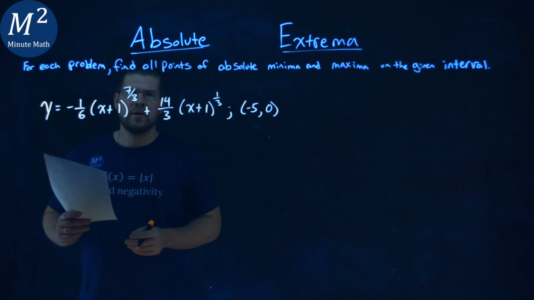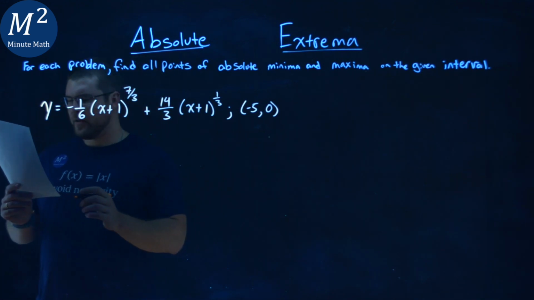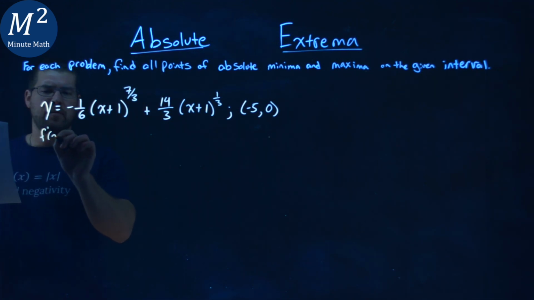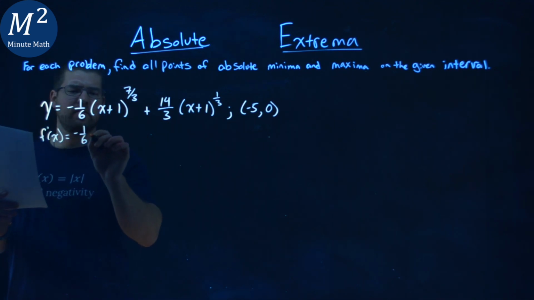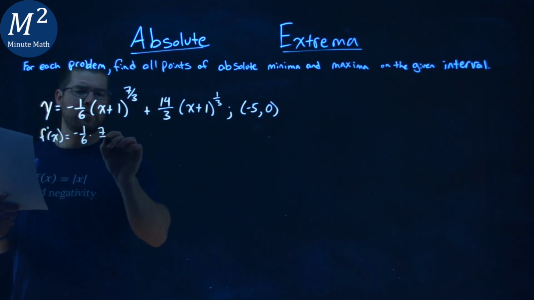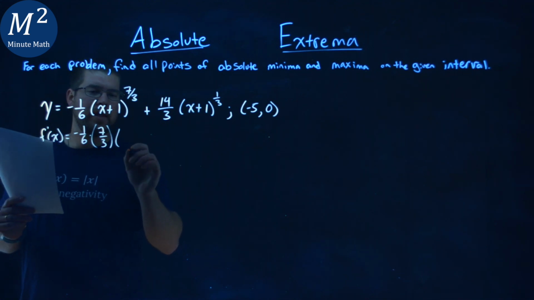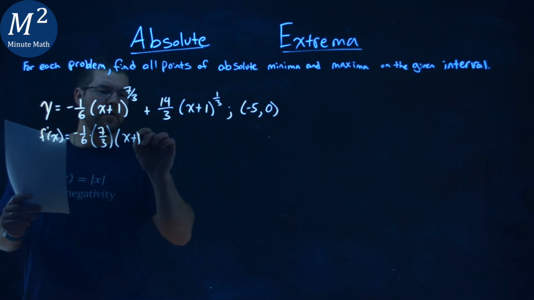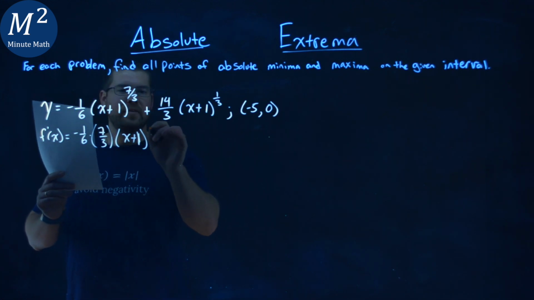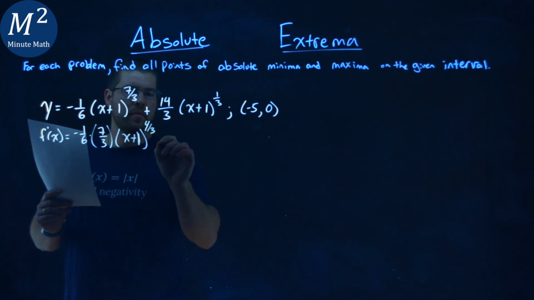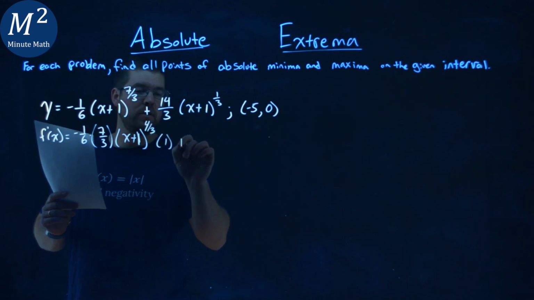The first thing I want to do is find my derivative, and this one's a doozy. f prime of x here, but we take our time. Negative 1/6 stays out front, bring down the exponent 7/3. Multiply by the inside, that x plus 1. Exponent gets subtracted by 1, and 7/3 minus 1 is a 4/3. Multiply the derivative of the inside, which is just 1.